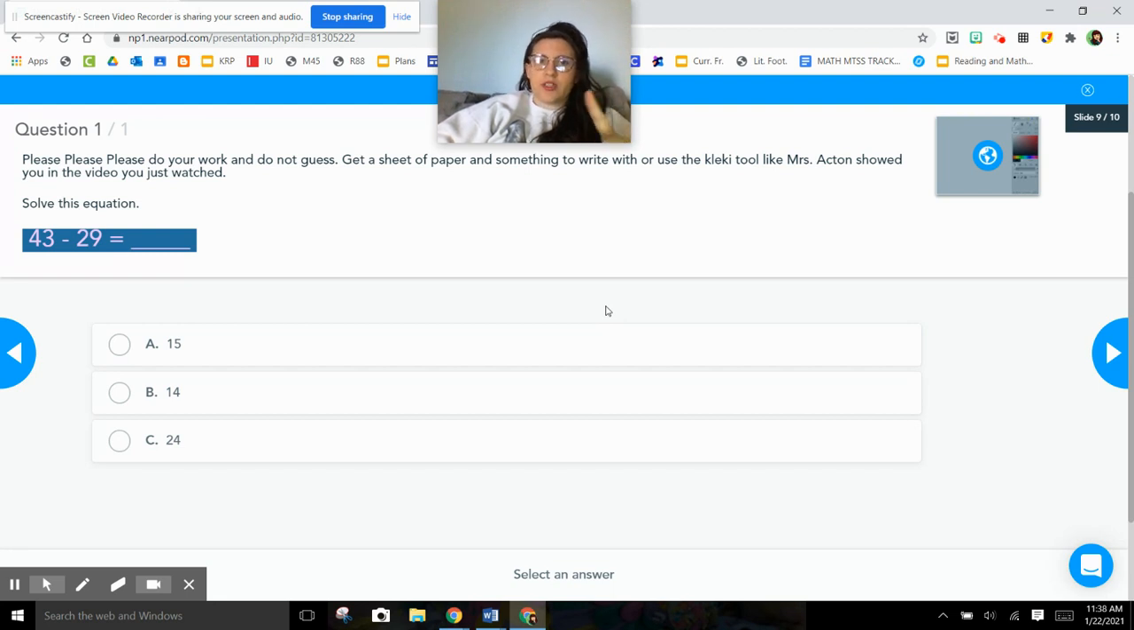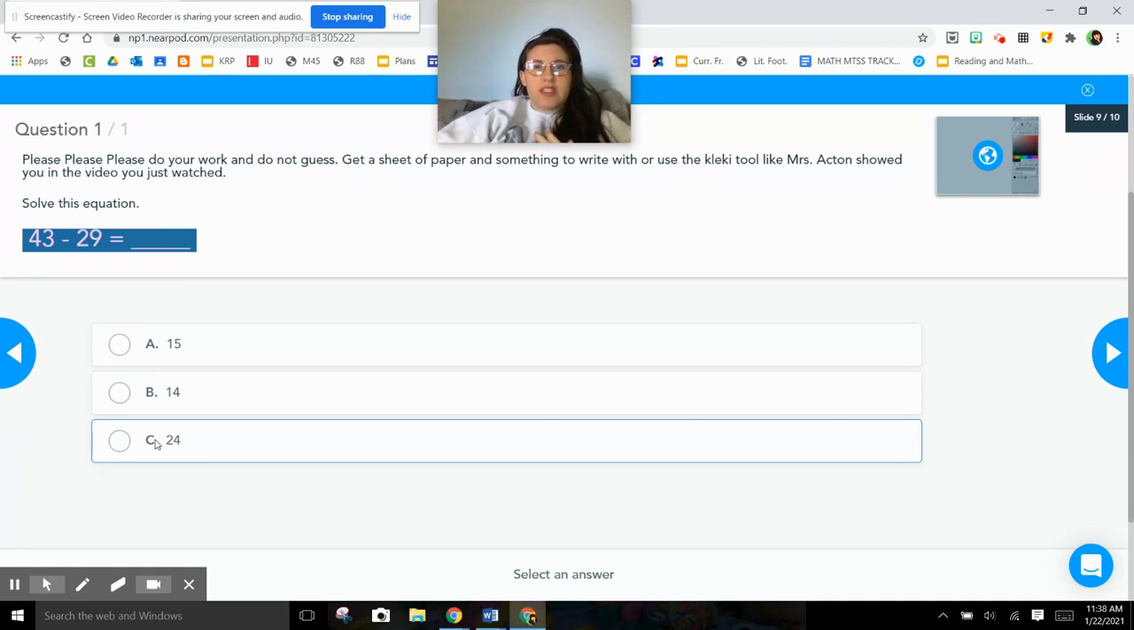So here's what we're going to do. It says, please, please, please do your work and do not guess. So don't just click A, B, C, or D just to get done with it. Please do your work. If you worked hard on just one slide during this entire Nearpod, make it this one. So stop. You're going to take a breath before you get started and follow Miss Acton's instructions exactly.